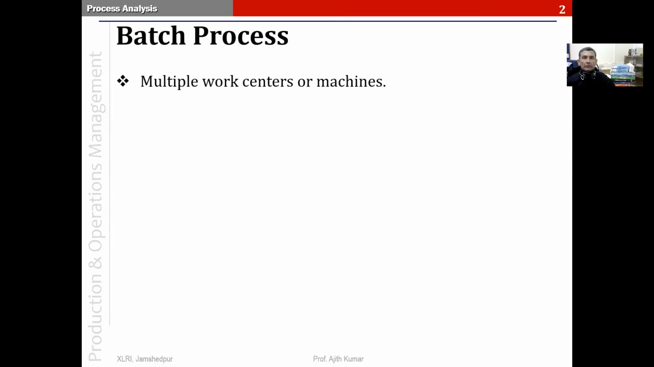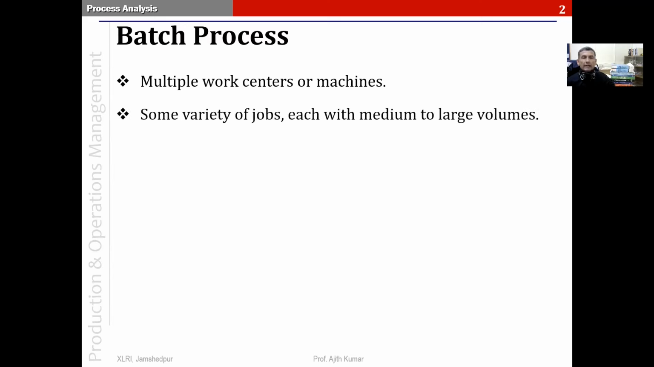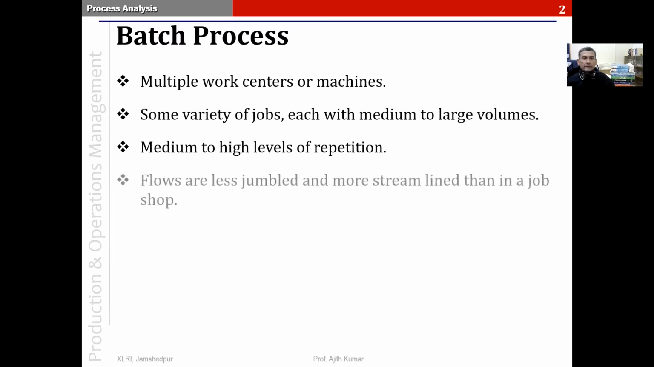The batch process involves multiple work centers or machines. There is some variety in the jobs which come to a batch process. Each job has medium to large volumes. There is a medium to high level of repetition. The flows are less jumbled and more streamlined in comparison to a job shop.